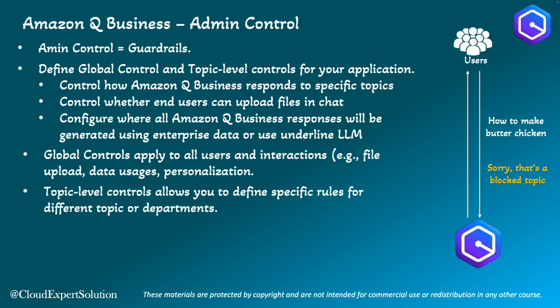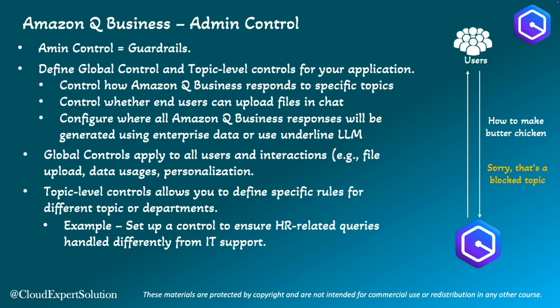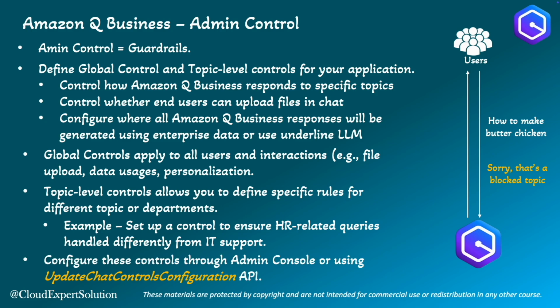On the other hand, topic level controls allow you to define specific rules for a different topic or even for a department. As an example, you can set up control to ensure that HR related queries will be handled differently from the IT support queries. Now you can configure these controls either through the admin console or using the update chat controls configuration API. So you have both the options. Either you can go to the AWS management console or even you can use the APIs.